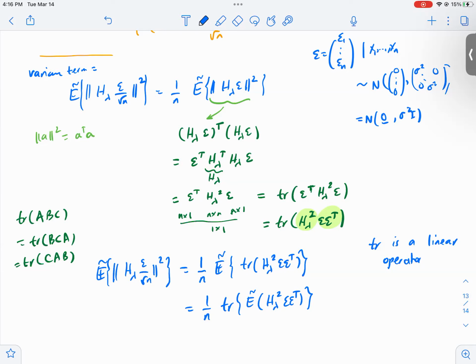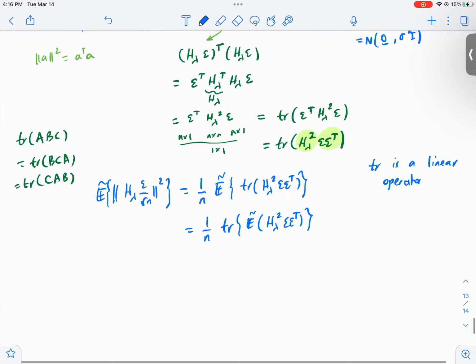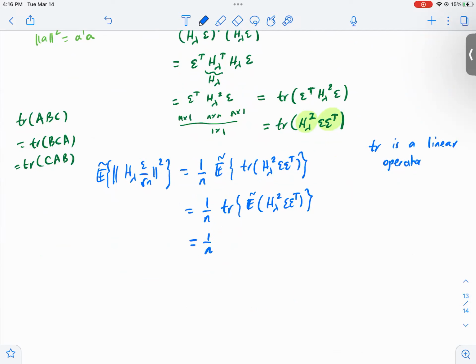I do this in more detail in 100C, but this is going to take a while, so hopefully you see it once and remember it next time. Expectation is a linear operator, trace is a linear operator, they commute, so you can reorder them. Now, this is another 100C-like fact. So what can I do next? h lambda squared is deterministic, epsilon transpose is random. I'm taking the expectation of this matrix product. What is going to be my next move?